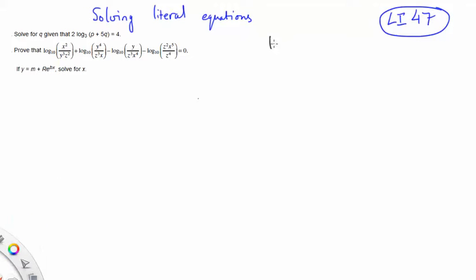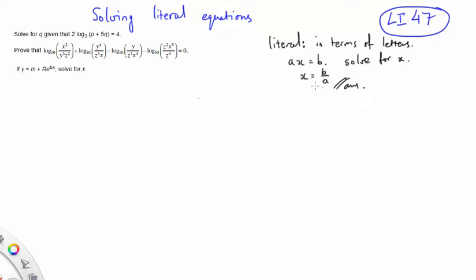So literal means in terms of letters. So if you had the equation ax equals b and wanted to solve for x, what you'll do is divide both sides by a to get x equals b on a. And that would be your answer. And that's a literal equation because it's not x equals 2. It doesn't have a numerical answer. It's got an answer in terms of letters.